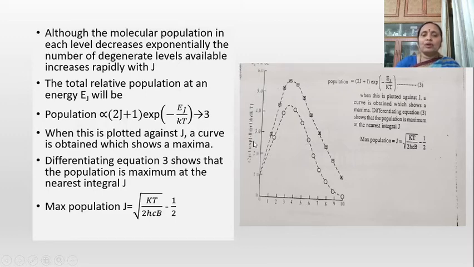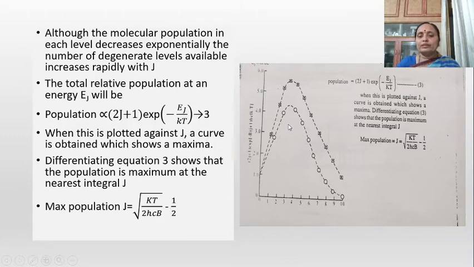When I plot this against J, I get a maximum, and then there is an exponential decrease. So what do we observe here? When expression 3 is differentiated, it shows that the population is maximum at the nearest integral J, where J is equal to the square root of kT by 2hcB, minus 1 by 2.